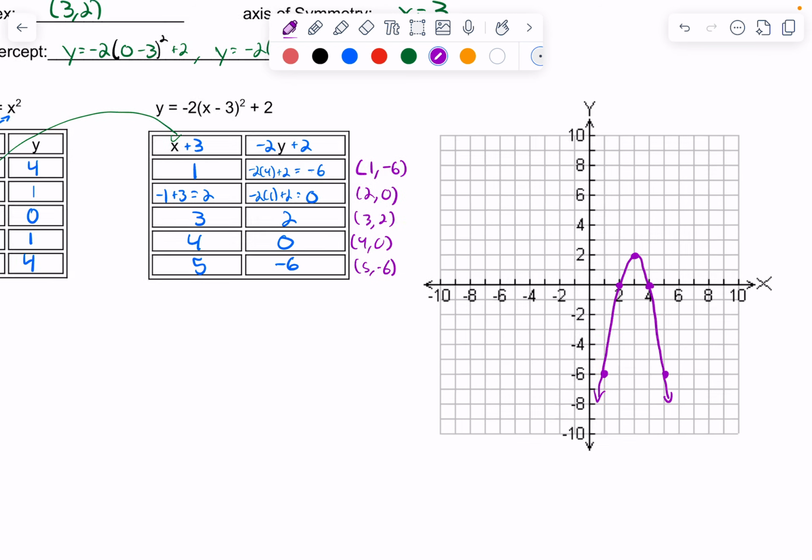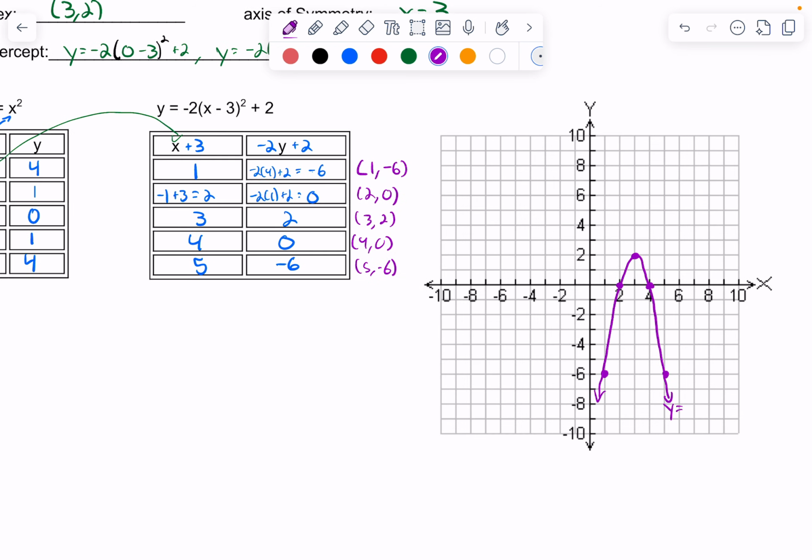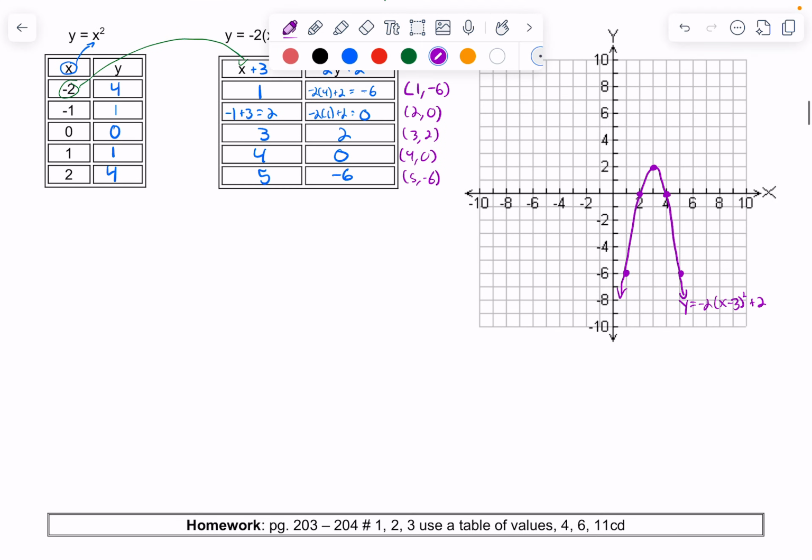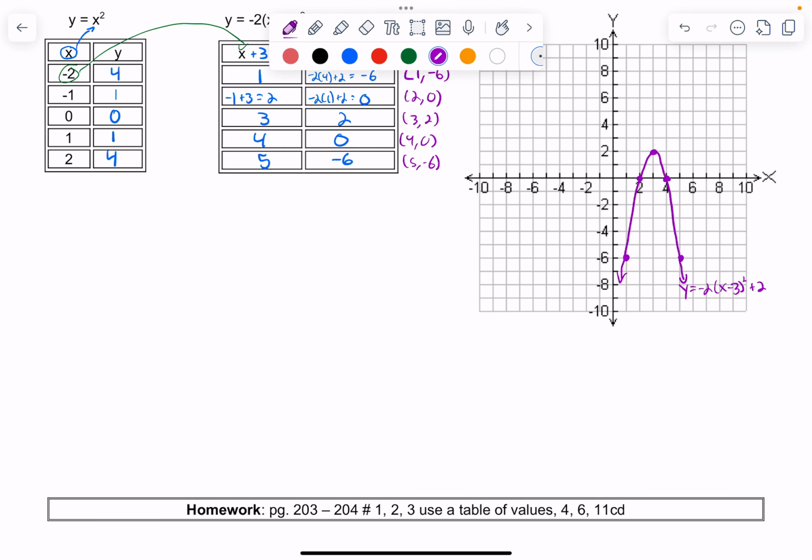Arrows and label your graph. y equals -2(x - 3) squared plus 2. Okay, so that's it for today, and we'll work on those problems in class.